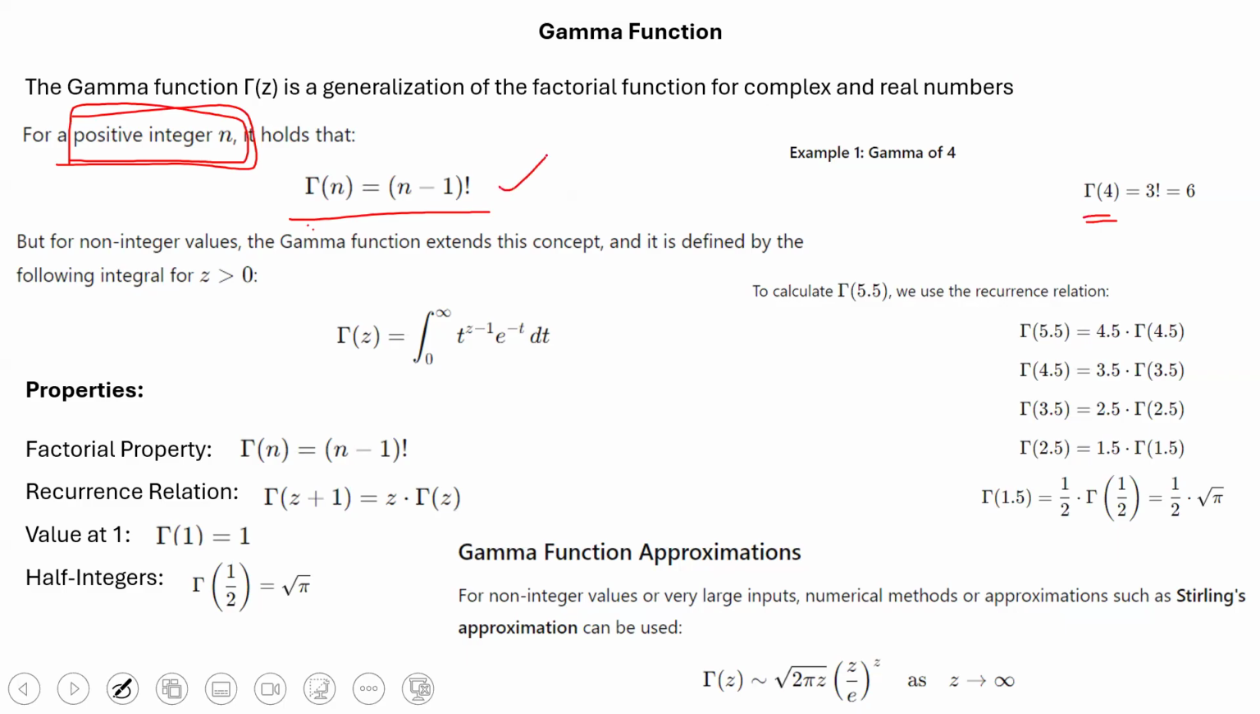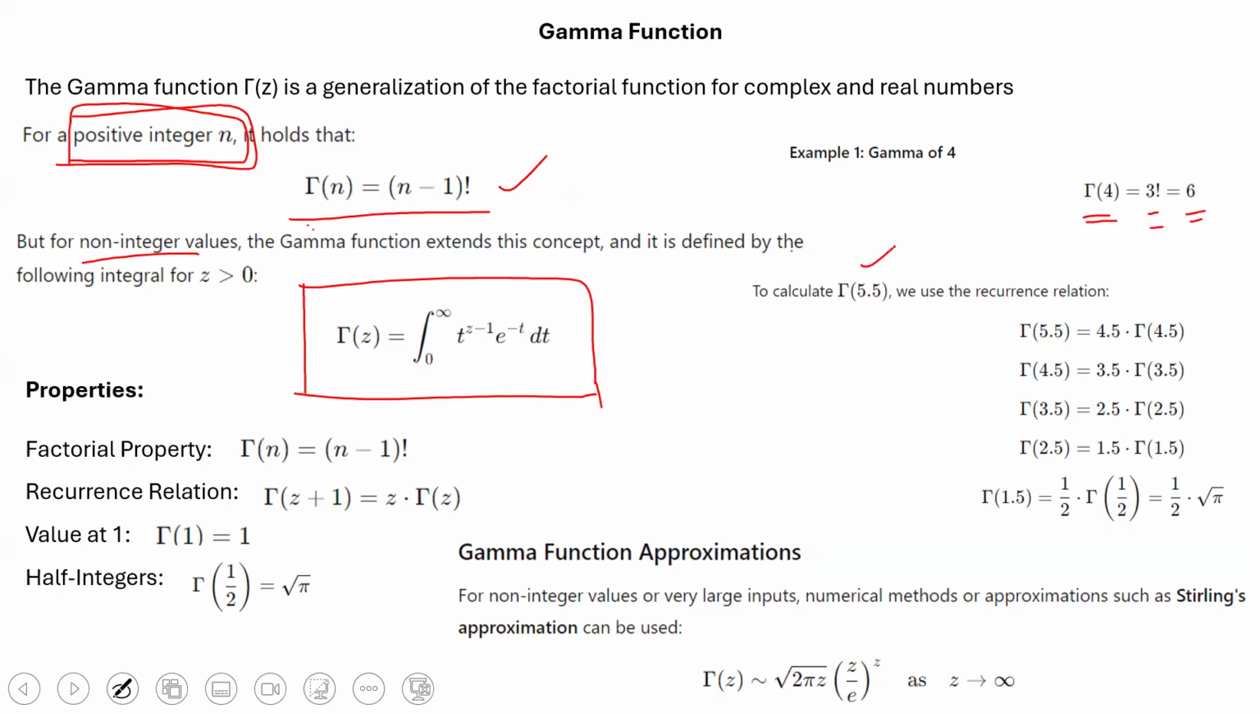Gamma of n is equal to (n minus 1) factorial. So gamma of 4 is equal to (4 minus 1) factorial, which is 3 factorial. 3 factorial is nothing but 3 into 2 into 1, which is equal to 6. For non-integer values, the gamma function extends this concept, and it is defined by the following integral for z greater than or equal to 0. This is the formula for non-integer values. An example of a non-integer value is 5.5.